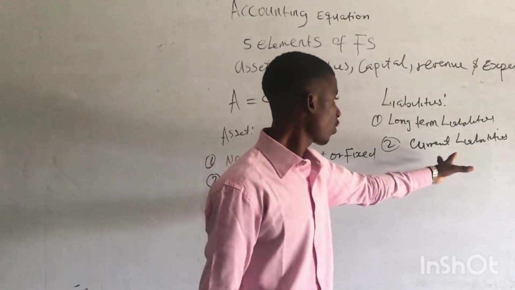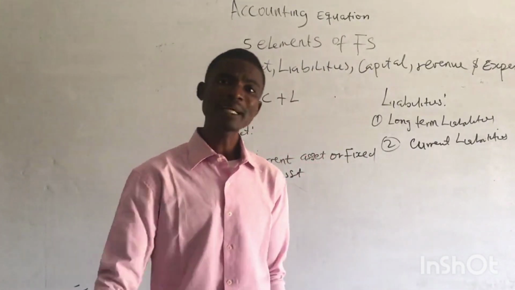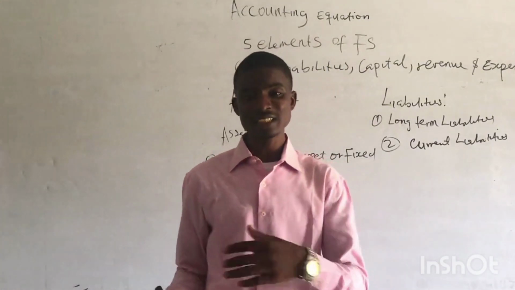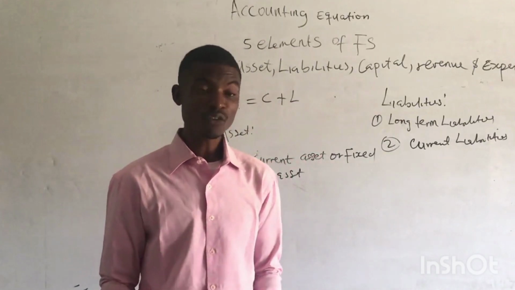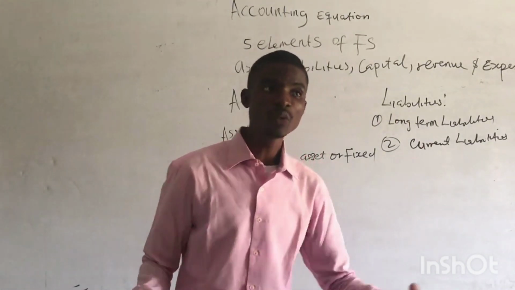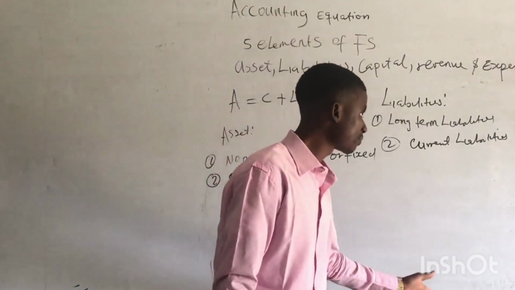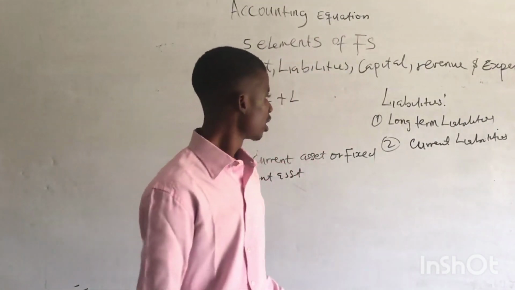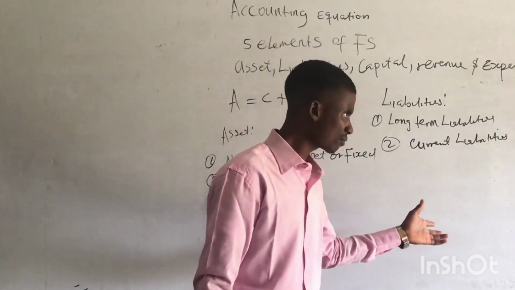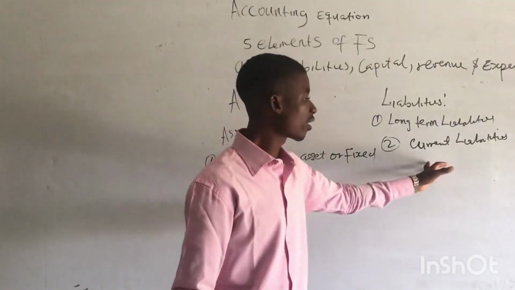Well, when you talk about current liability, there are those liabilities, those owings that are expected to fall due within one accounting period. For example, you talk about receivables, you talk about income prepaid and other forms of current liability.